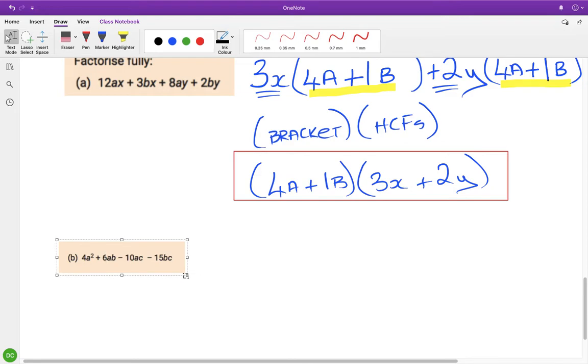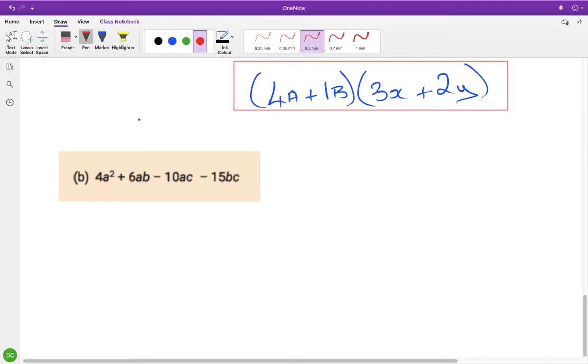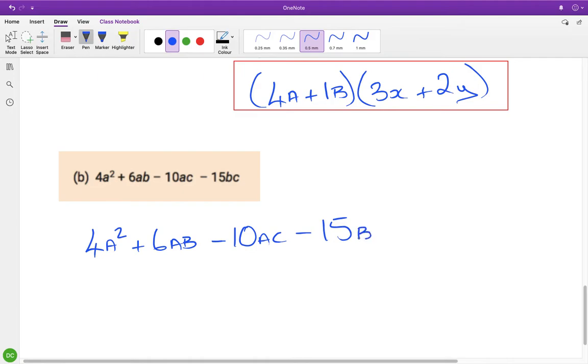So I can see by looking at this, the minuses are going to make a difference. Okay? So I'll show you what you do with minuses. Okay? So I have 4a squared plus 6ab minus 10ac minus 15bc. Pair them up. So here's going to be my first group, and here is going to be my next group.